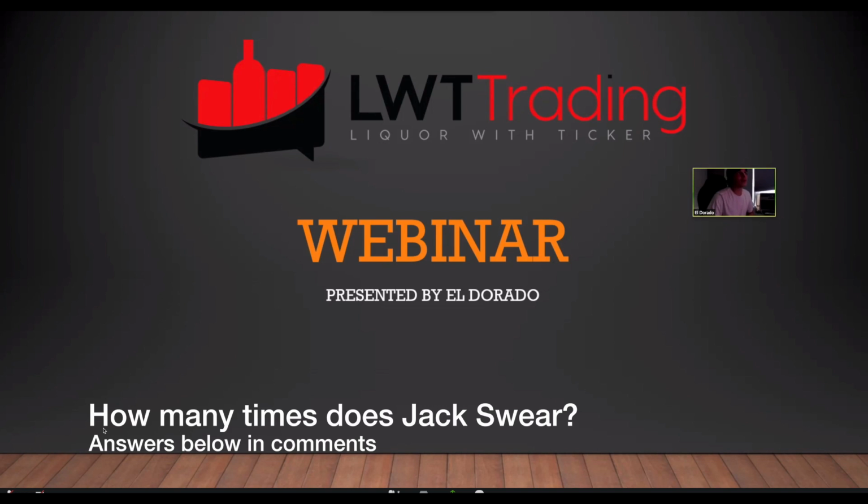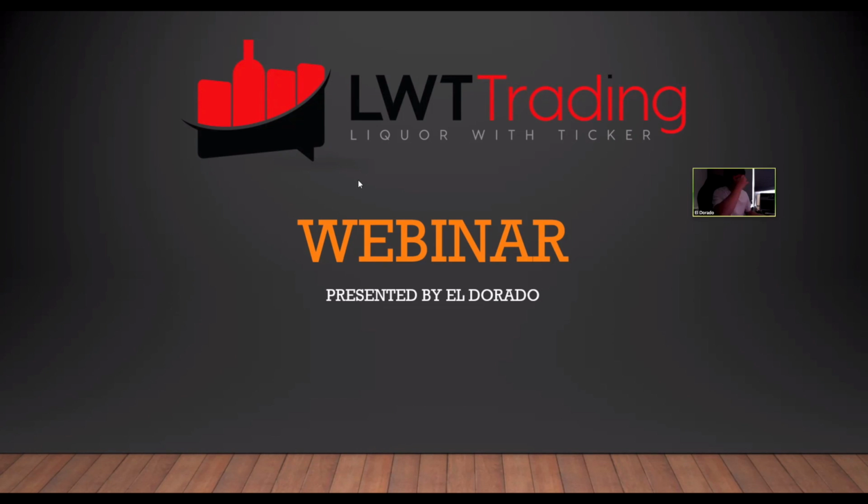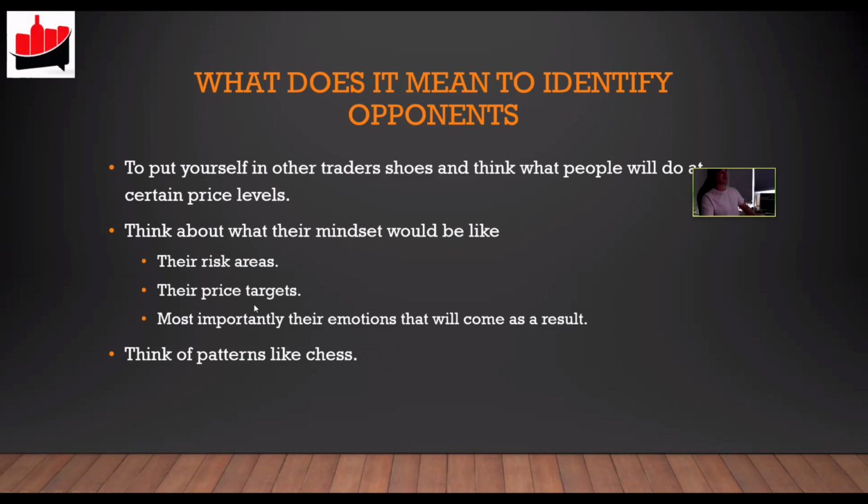Let's go. So, this is the free webinar on how to identify your opponent in a trade. What does it mean to identify opponents? You're basically putting yourself in other traders' shoes. You're trying to think what they will do at certain price levels and what their trade plan is. So you're thinking what their mindset would be like. You're looking at the risk areas, the price targets, and what their emotions will be like at those areas. If it's at their risk, are they actually going to cut it, or are they going to get nervous?